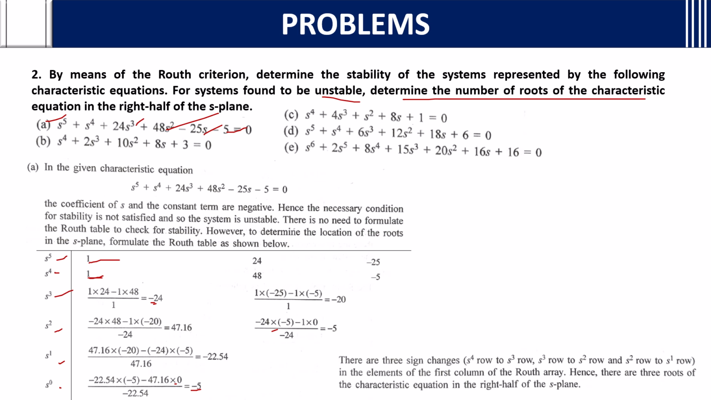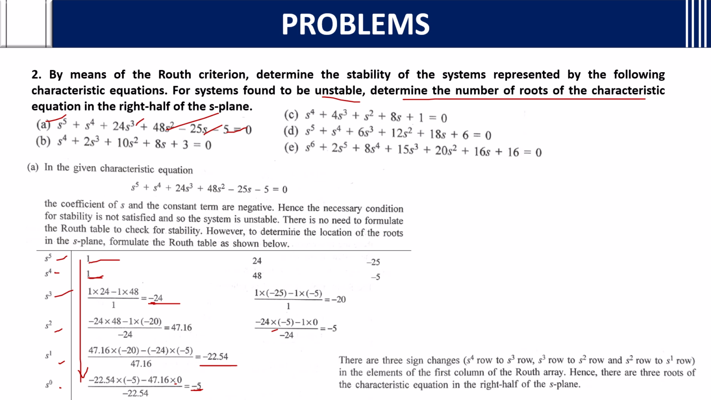What is the condition for the system to be stable? The first column of the Routh array should be positive. As you can see, minus 24, minus 22.5, minus 5, it is unstable. That we got to know previously only. As the negative sign in the characteristic equation itself tells that the system is unstable, we didn't form the Routh table to find the stability here.